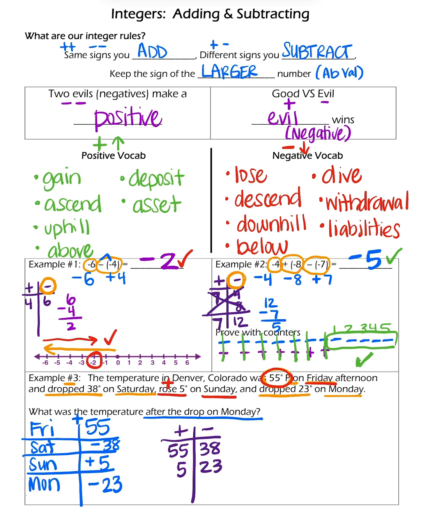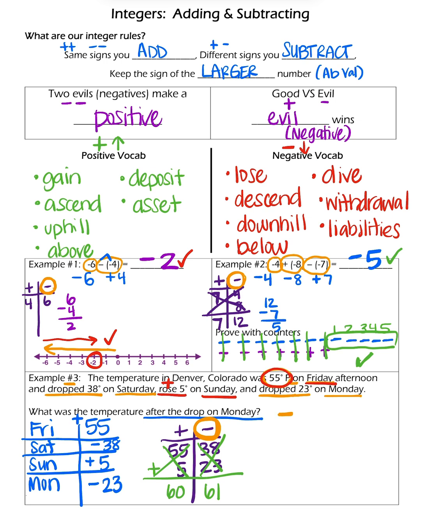And so because we have lots of players on both team positive and team negative, we're going to follow that original rule again, which is same signs you add. So we need to go through and add together my teammates. So 55 and 5 make 60 players on team positive, so I'm all done up there. And then 38 and 23 make 61 players on team negative. So again, we ask ourselves, which team has more players? Well, team negative is at 61, which I know is greater than 60. So my answer is going to be a negative number.